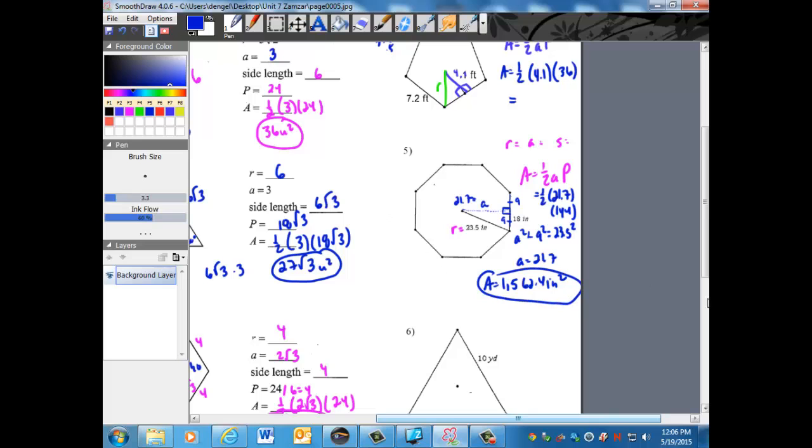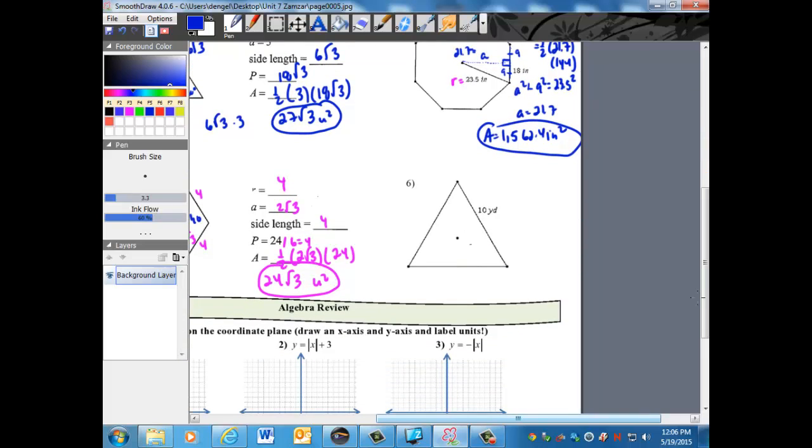All right, last problem, number 6. We have an equilateral triangle. So we have 10s all the way around. This is our 10. We know that this is a 60-degree angle, 60-degree angle, 60-degree angle. So when I think of 1/2 a times p, I already know my perimeter. That's going to be 30. So I just need to find my apothem, and then I can find the area of the equilateral triangle.